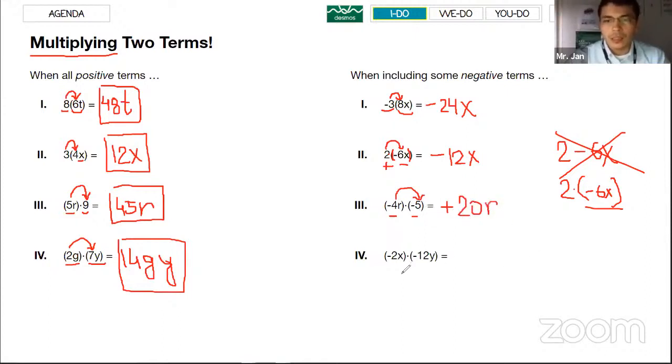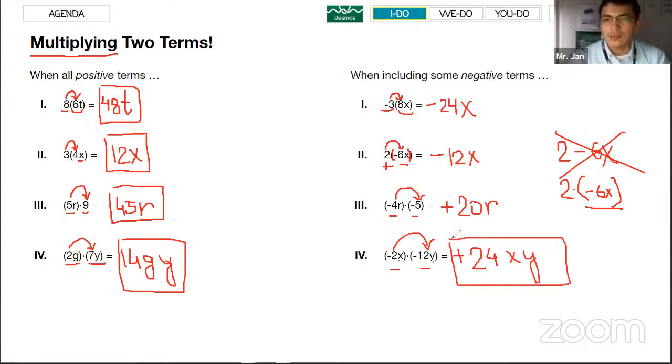Okay, so the last one is again, the first term is negative, second term is also negative. 2 negatives become positive when you multiply them. And you just need to multiply the numbers together, 2 times 12, which becomes 24. And you just need to put the variables next to it. So you have variable x and variable y, so xy. Okay, so these are the multiplying of terms that have variables, all of them together.